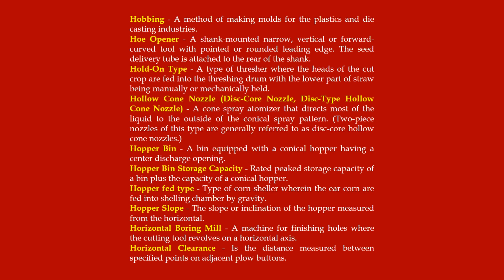Hollow cone nozzle or disc core nozzle. Disc type hollow cone nozzle. A cone spray atomizer that directs most of the liquid to the outside of the conical spray pattern. Two-piece nozzles of this type are generally referred to as disc core hollow cone nozzles.